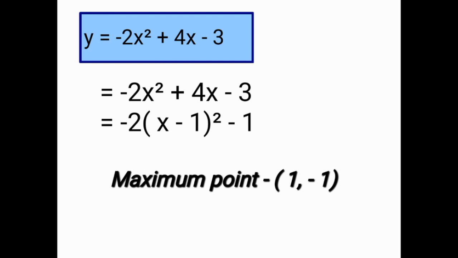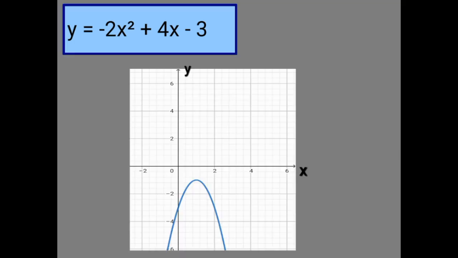Completing the square of minus 2x squared plus 4x minus 3 gives us minus 2 (x minus 1) squared minus 1. So the coordinates of the maximum point are (1, minus 1). As you can see below, this is the graph of y equals minus 2x squared plus 4x minus 3.